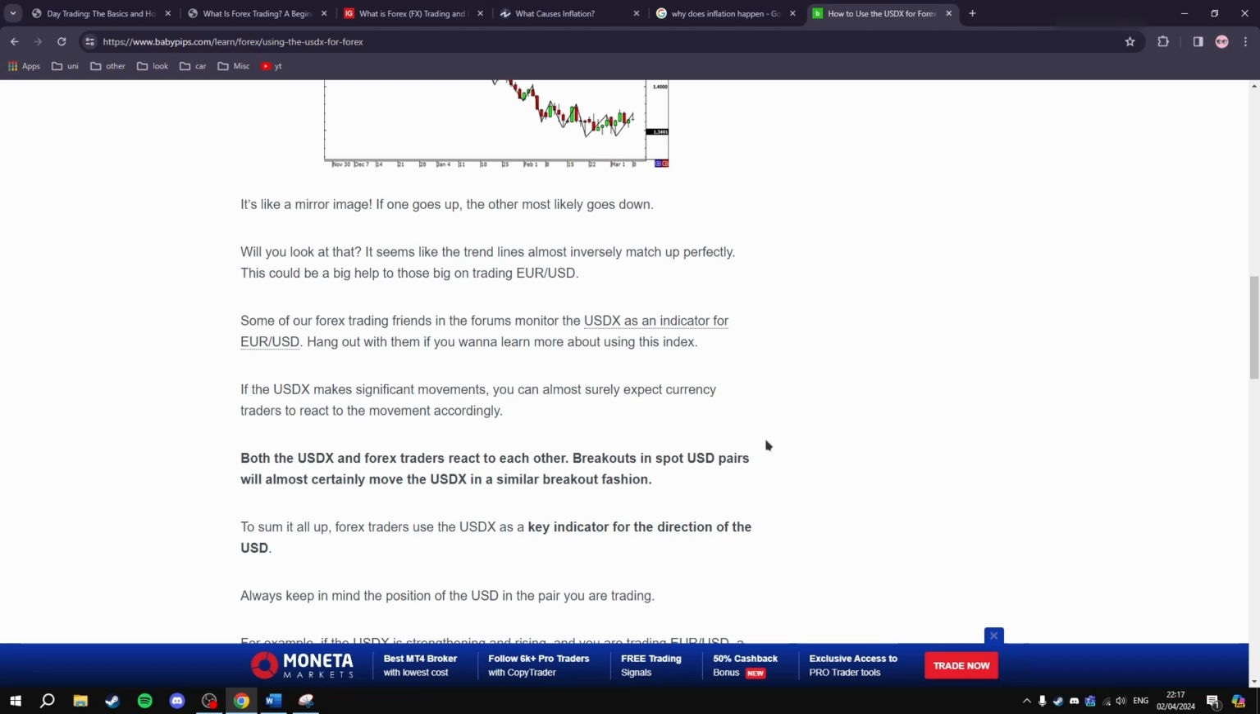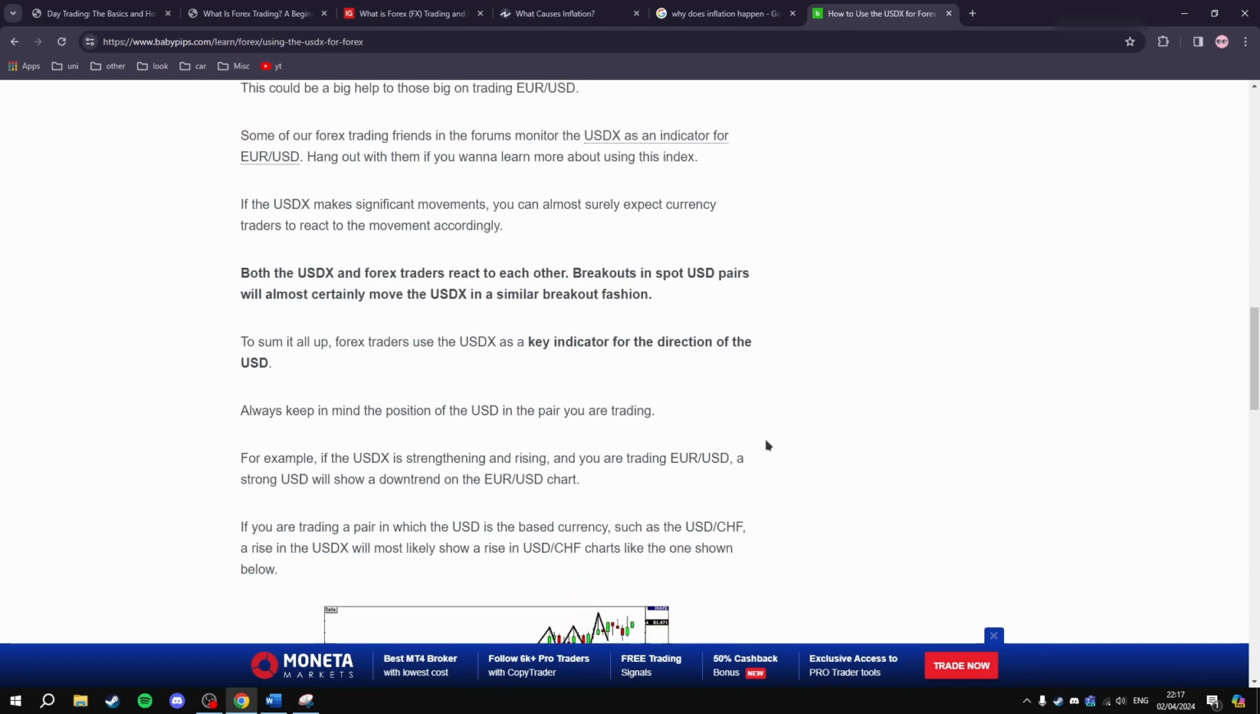Some of our Forex trading friends in the forums monitor the USDX as an indicator for EUR USD. Hang out with them if you want to learn more about using this indicator. If the USDX makes significant movements, you can almost surely expect currency traders to react accordingly. Both the USDX and Forex traders react to each other. Breakouts in spot USD pairs will almost certainly move the USDX in similar breakout fashion.